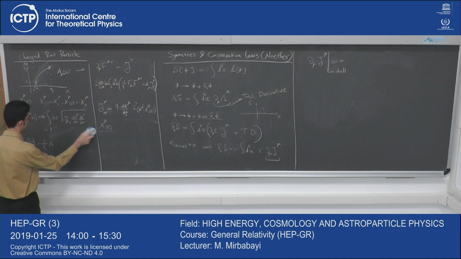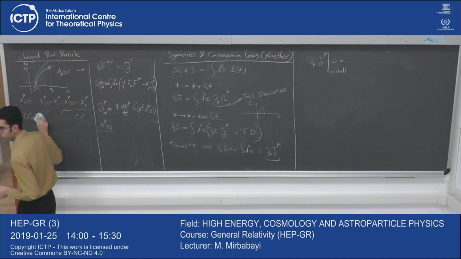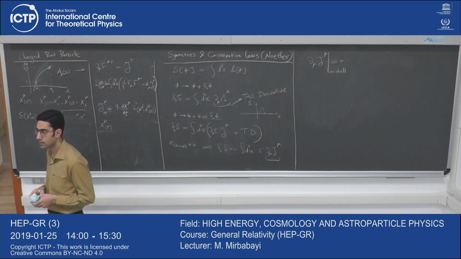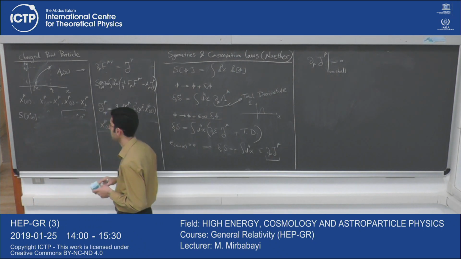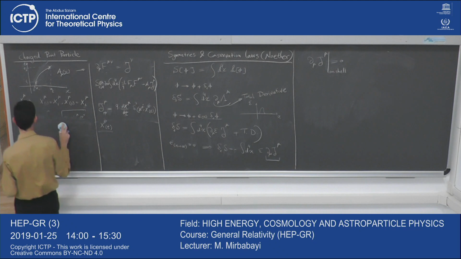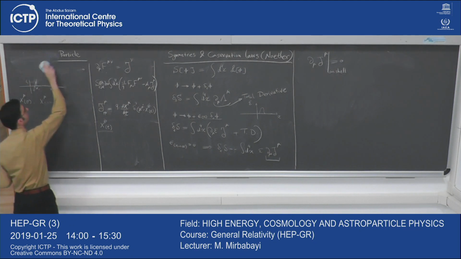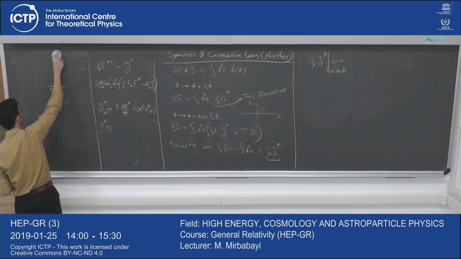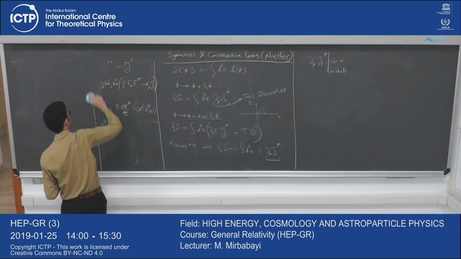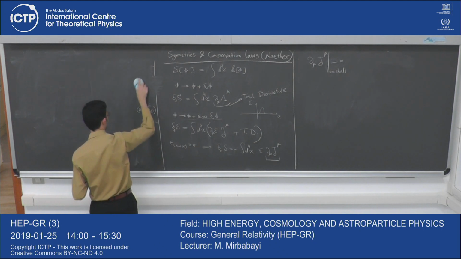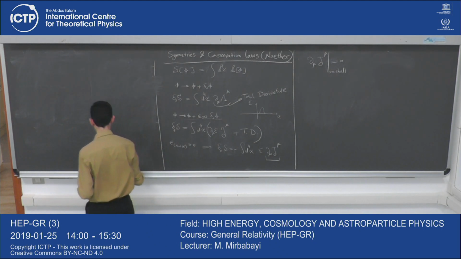Okay, I see. So on shell doesn't mean the boundaries. It means the equation of motion for the whole trajectory. Yes, yes. We are going to see it in some explicit examples, which probably makes it more transparent.